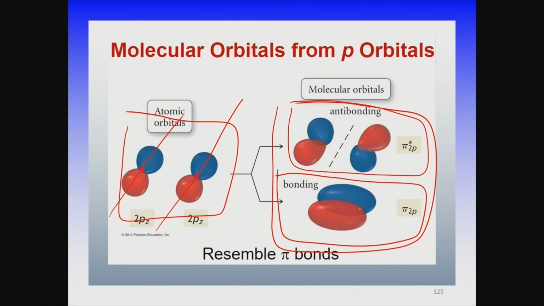Now what's going on is in the bonding orbital, you have these blobs of electron density, not so much above or below the nuclei.